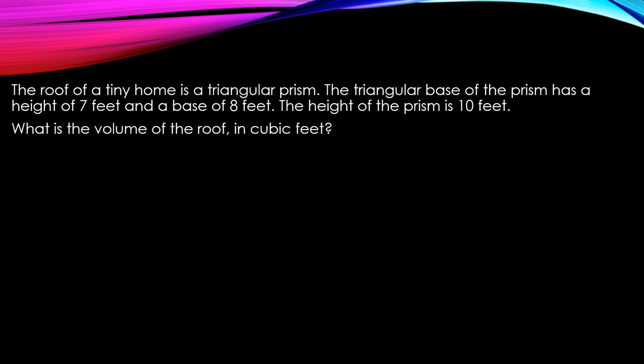Alright, the roof of a tiny home is a triangular prism, and the triangular base of the prism has a height of 7 feet and a base of 8. The height of the prism is 10 feet. What is the volume of the roof in cubic feet? Okay, so let's draw what this looks like. Connect all my sides. So this is our house. Okay, so height of 7, 8, and then 10.